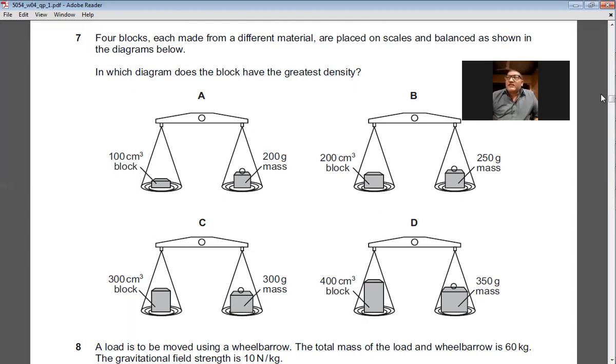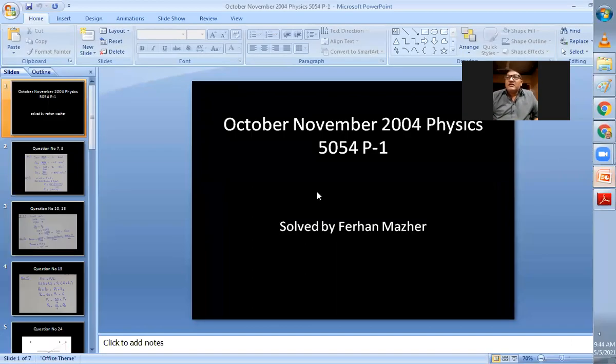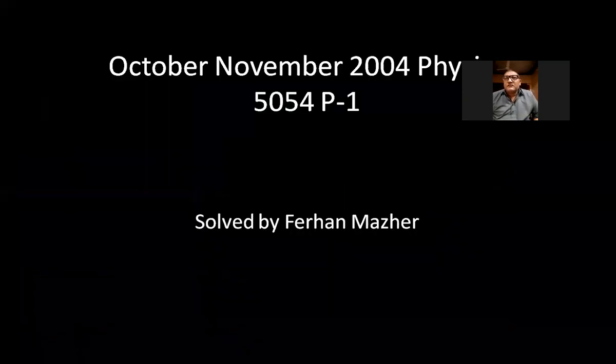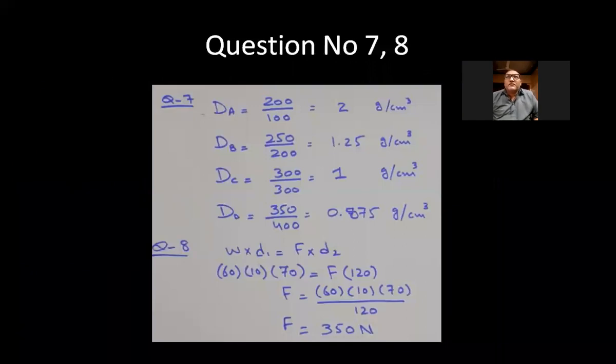Let's check. I have done this on paper. Let me show you my work. Question number 7: the density of option A will be its mass divided by its volume, 200 divided by 100, that will be 2 grams per centimeter cube. Density of B will be 250 divided by 200, that will be 1.25 grams per centimeter cube.